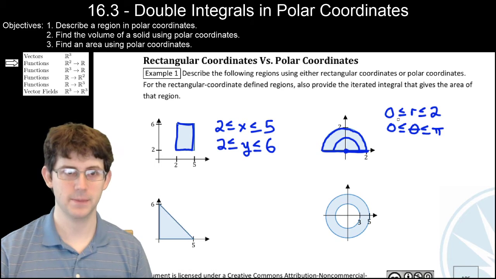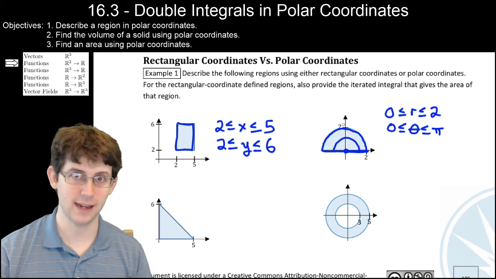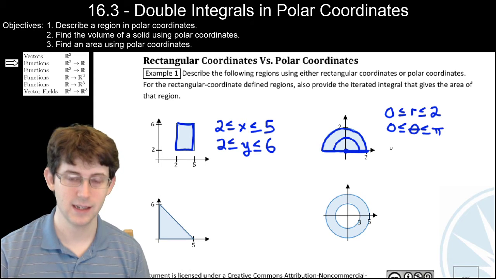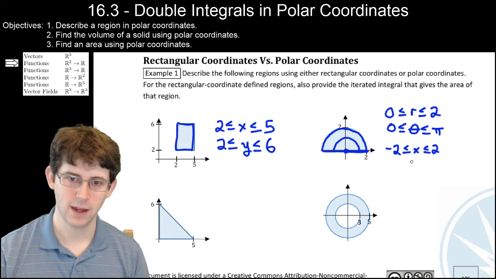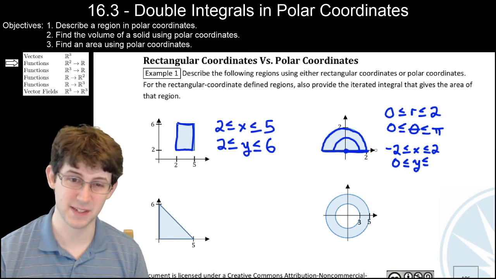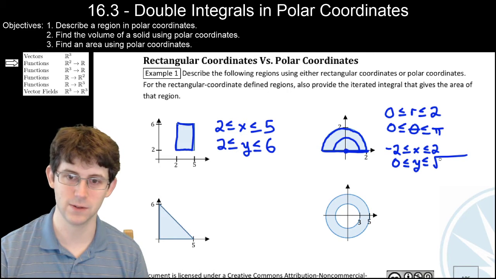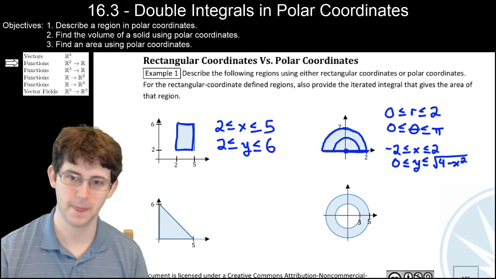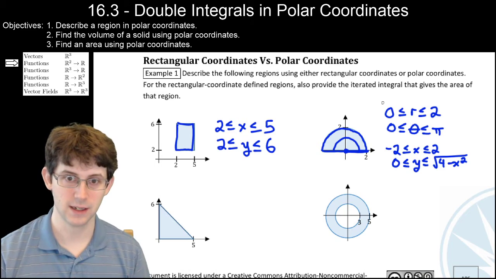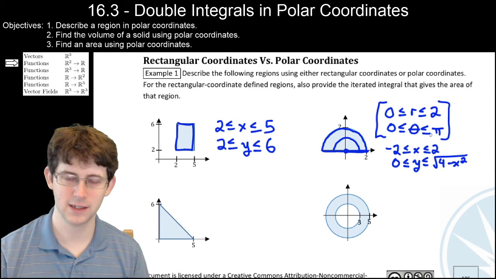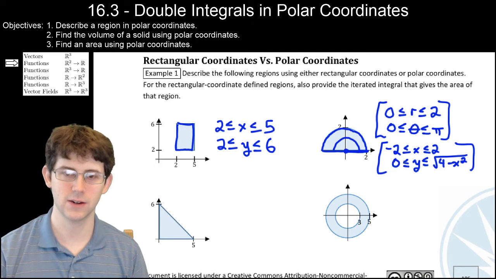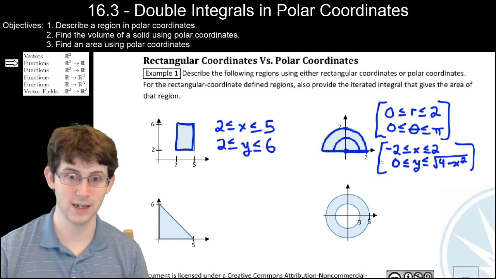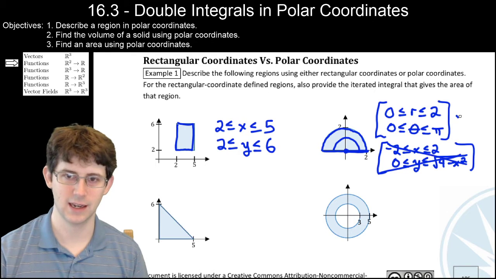This is powerful because if you tried to describe this half circle in rectangular coordinates, you would have to say something like x goes from minus 2 to 2, and y goes from 0 to the top of a circle, which is square root of 4 minus x squared. If you get to choose between having these bounds, 0 to 2, 0 to pi, or these bounds, minus 2 to 2, 0 to square root of 4 minus x squared, you should pick the nice one.